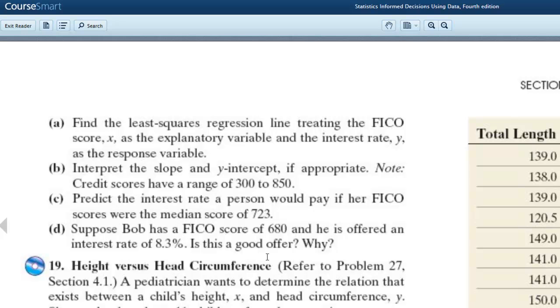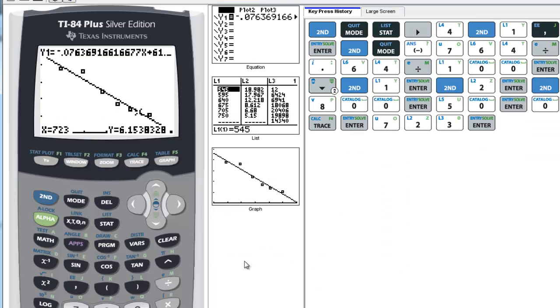Part D is asking, suppose Bob has a score of 680 and he's offered an interest rate of 8.3%. Is that a good rate? What they're really asking is, is 8.3% above or below average according to the regression model? So in other words, let's go over to the calculator again, and let's use the very same function that we just used.